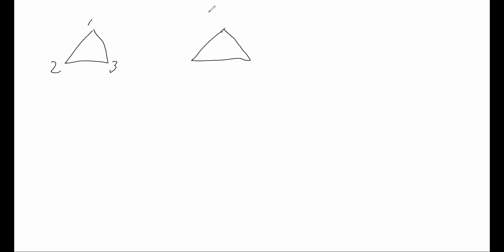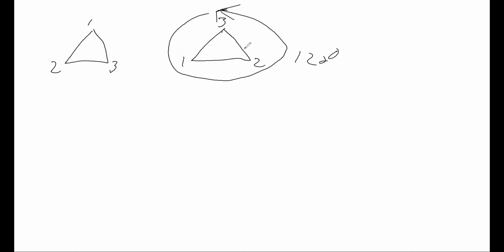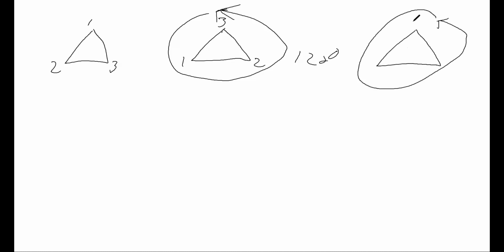So if I were to do 120 degrees rotation, that would give me 3, 1, 2, right? So this guy right here is one possible rotation, and if I do the same thing, I would get 2, 3, 1. And then what's the one other basic transformation I could do on this?